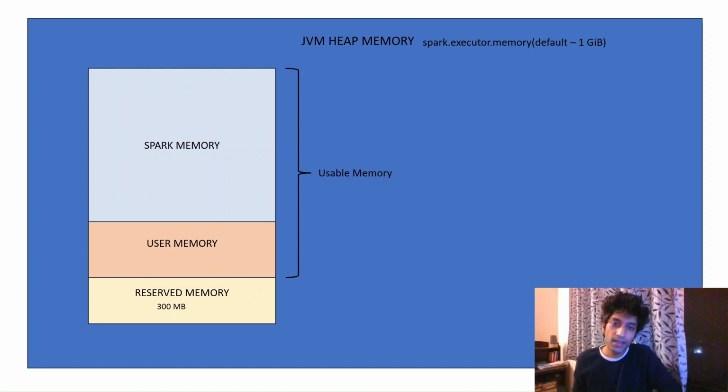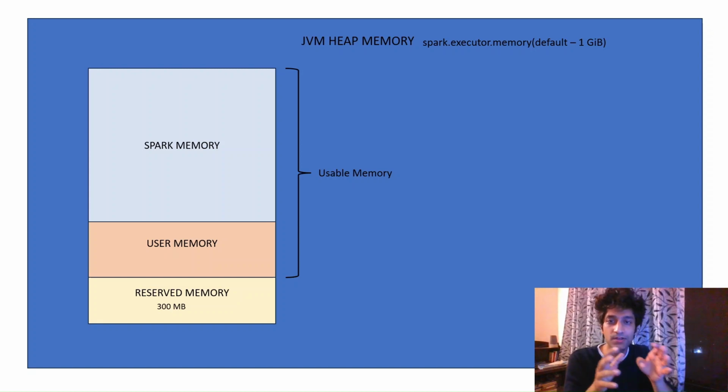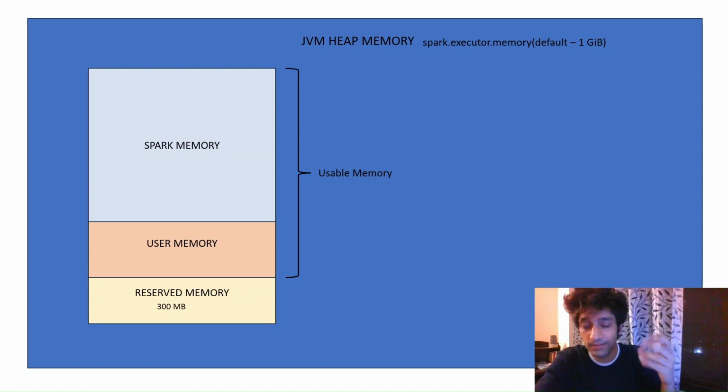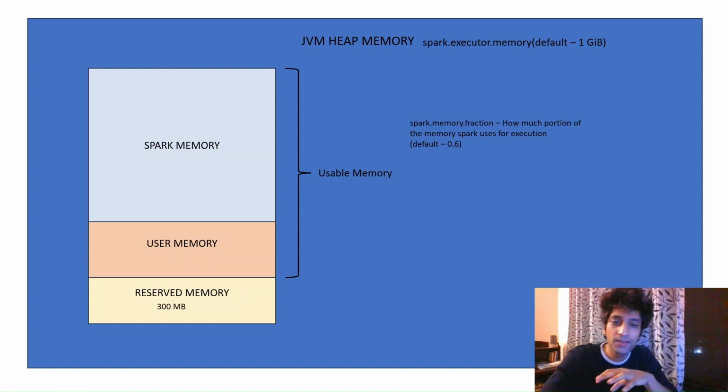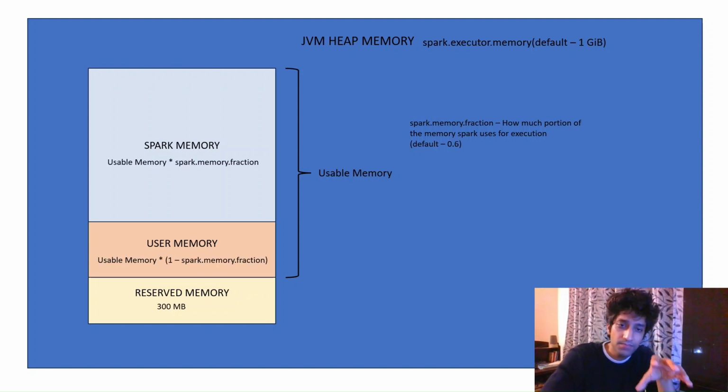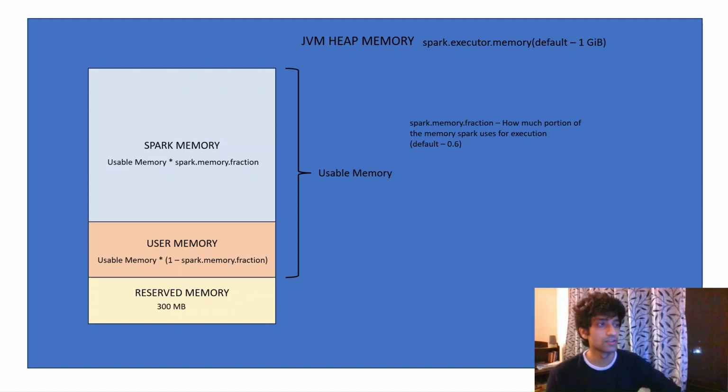So how can we define how much of the usable memory has been allocated to Spark memory and how much portion of the usable memory has been allocated to user memory? Now this is given by spark.memory.fraction. Now by default it is 60%, and these are the formulas. It says 60% of the usable memory is allocated to Spark memory, and the rest, which is 40% of the usable memory, is allocated to user memory.